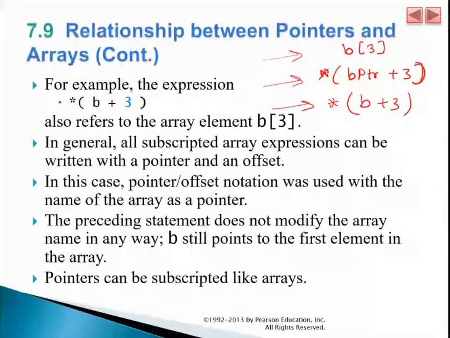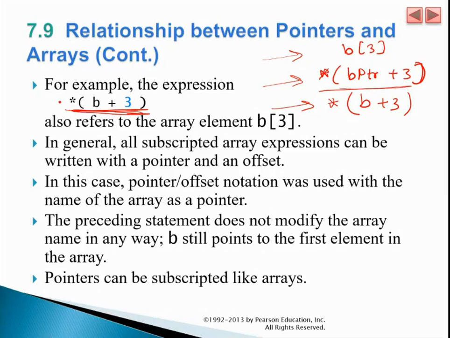So in general, all subscripted array expressions can be written with a pointer and an offset. That pointer could be the array name or some different pointer that you have initialized. In one case, the name of the array is used as a pointer. In the other case, we have made another pointer that has been used. Please remember that this will not modify the value of the array. The array name is a constant pointer and it will always point to the first memory address only. So these are three things that we have covered.